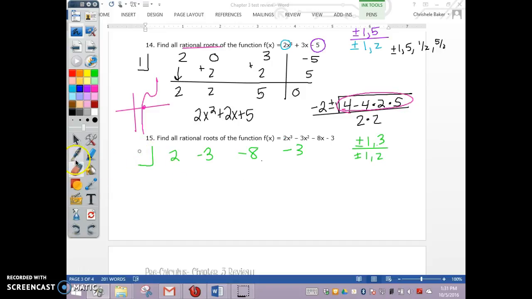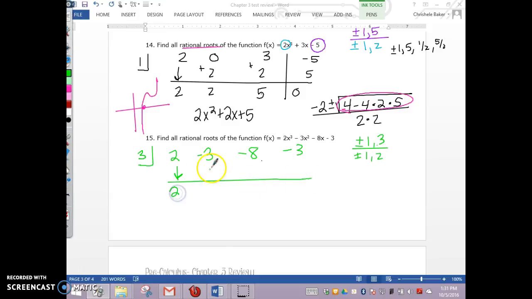Let's try 3. 2 times 3 is 6, add. 3 times 3 is 9, add. 1 times 3 is 3. Awesome, it worked. Let me see if I can factor this.